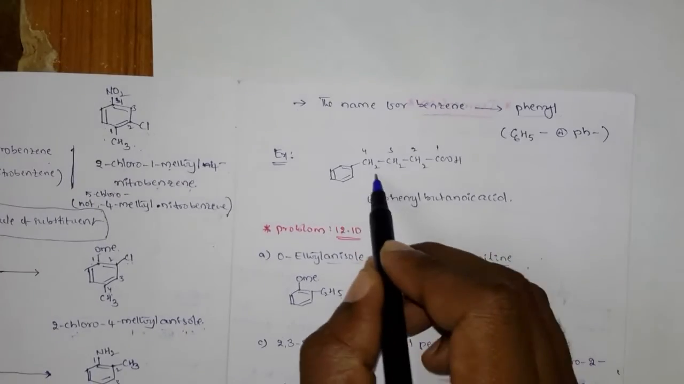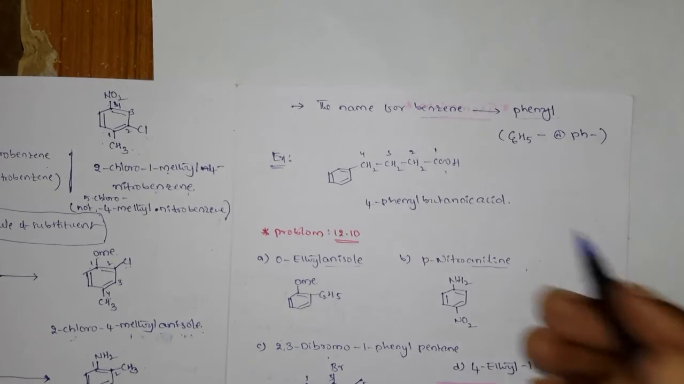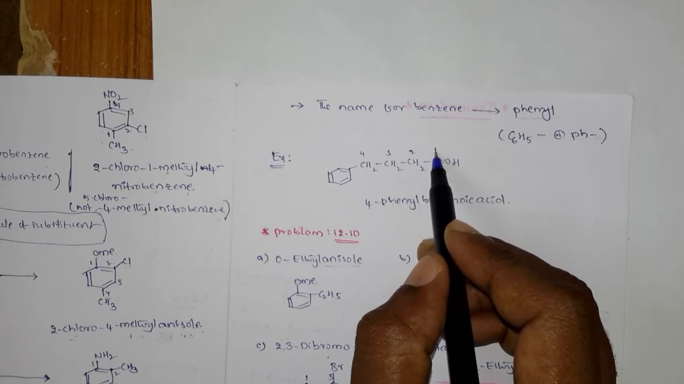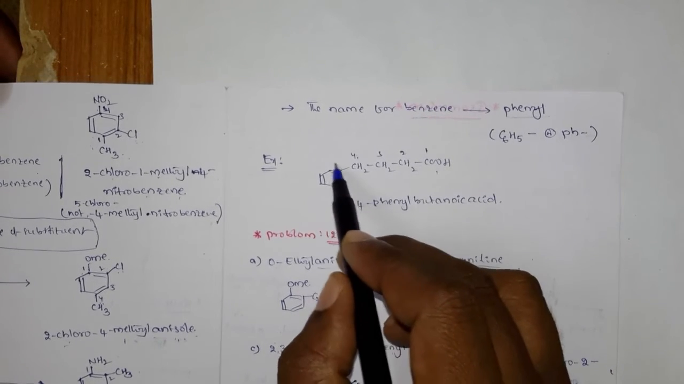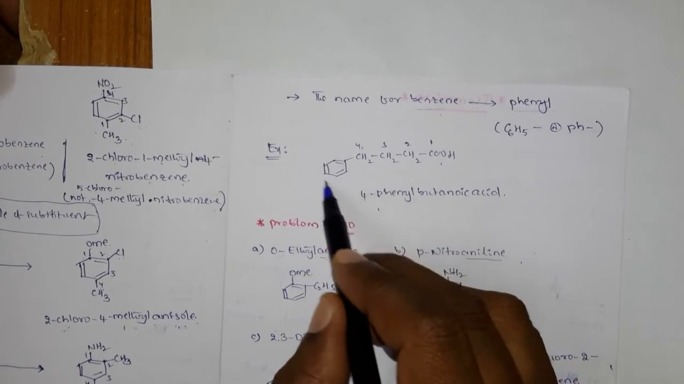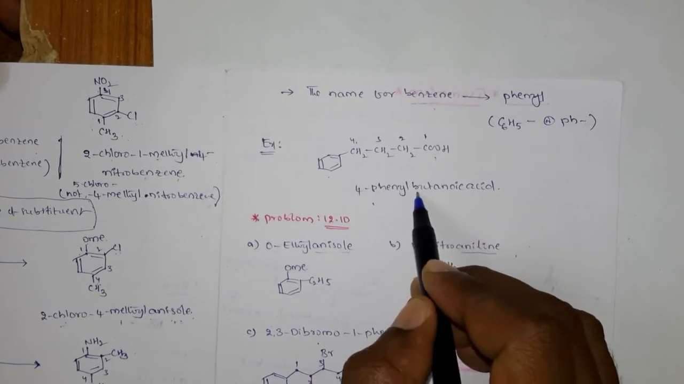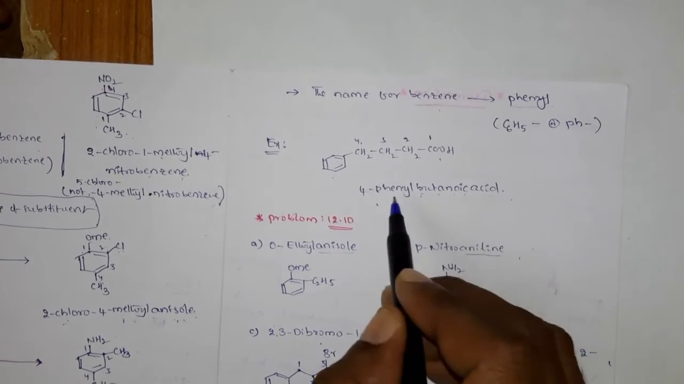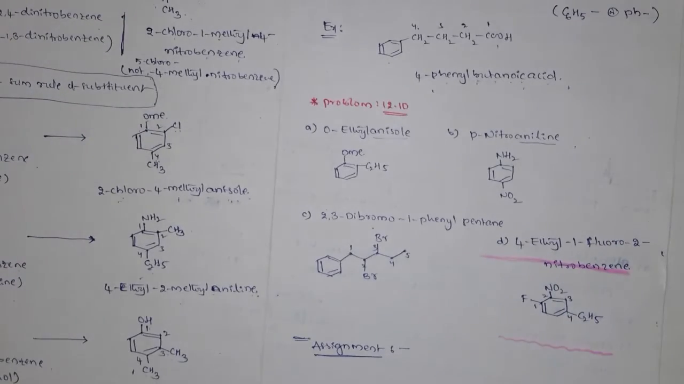So look at here, this is the alkane with the functional group. This COOH has a high priority, right? So you have to start the numbering from here, 1, 2, 3, 4. At the 4th position, the benzene ring is there. For the benzene ring, what is the prefix? It is the phenyl. So it is a 4-phenyl. How many carbons? 4. Butanoic acid. 4-phenyl butanoic acid. Okay.